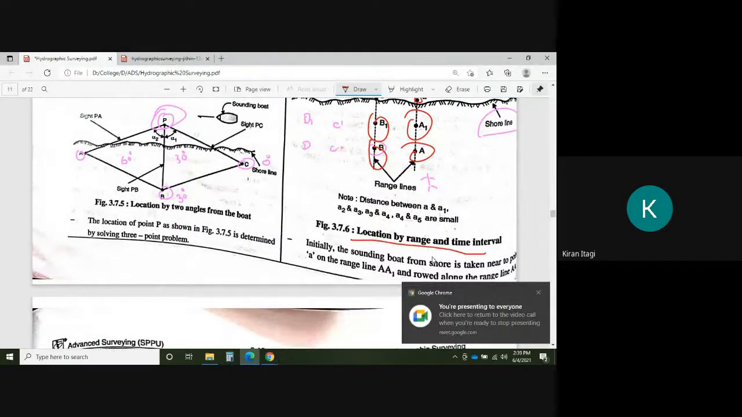So we have completed the location by range and time interval.